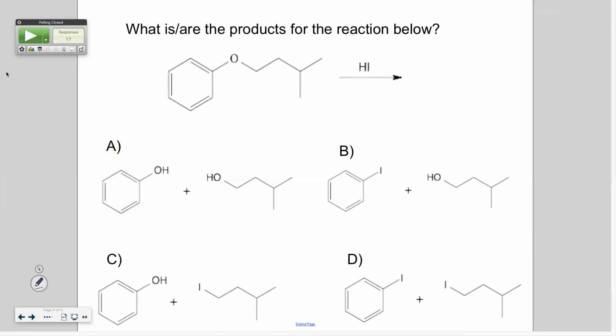Okay, notice that the OH is still on the benzene ring, and then this is the other piece. Do you see why it's not the other one? That's the kicker.